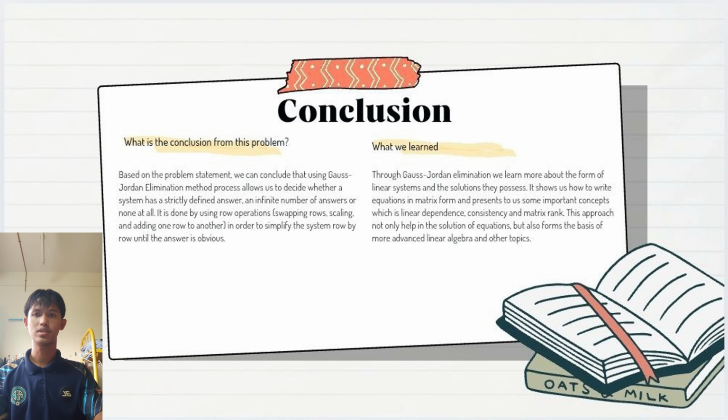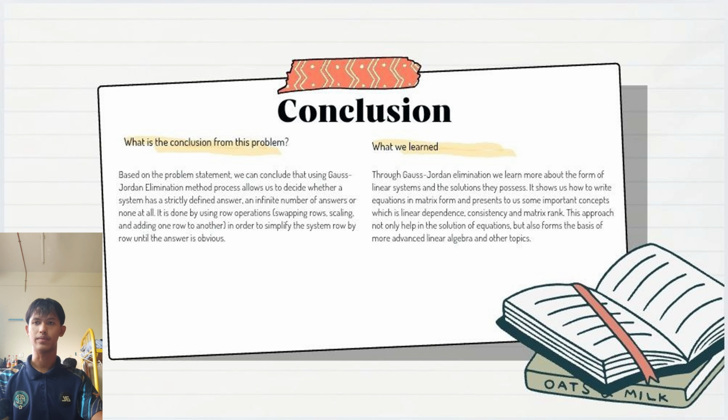So as the conclusion for our video, first we talk about the conclusion from this problem. Based on the problem statement, we can conclude that the Gauss-Jordan elimination process allows us to decide whether a system has a strictly defined answer, an infinite number of answers, or none at all. It's done by using row operations, which are swapping rows, scaling, and adding one row to another, in order to simplify the system row by row until the answer is obvious.